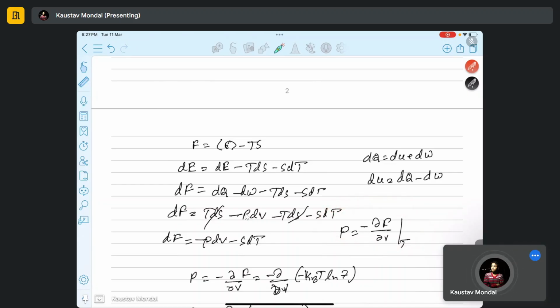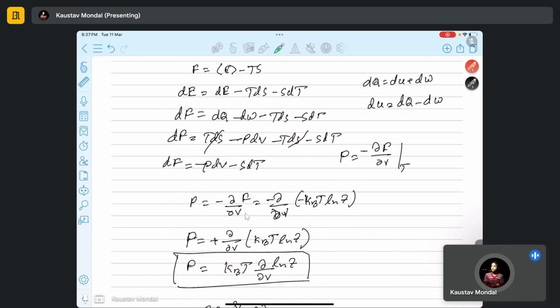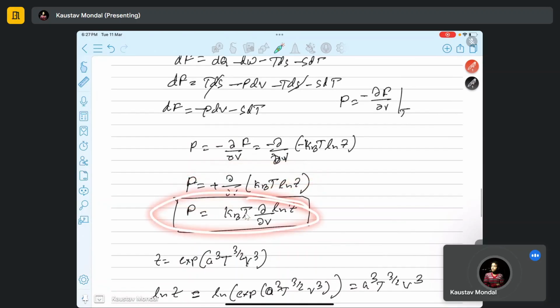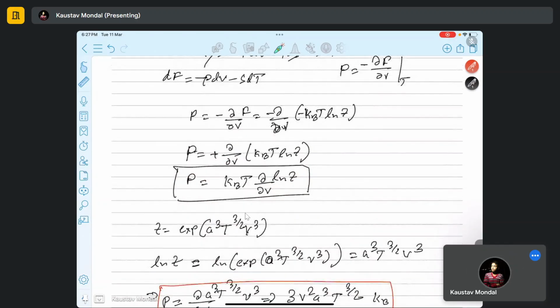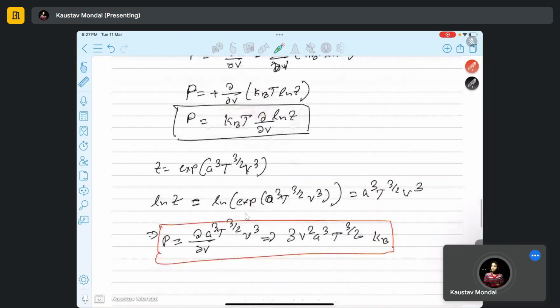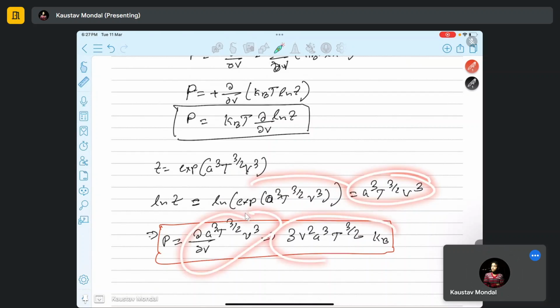Now we have substituted the expression of the free energy into the pressure equation, and after doing the calculation, this would be the formula of the pressure in terms of the partition function. We have to take the log of Z, then take the derivative and multiply with kBT. So first doing the log gives us this, then if you do the derivative, we'll plot this.